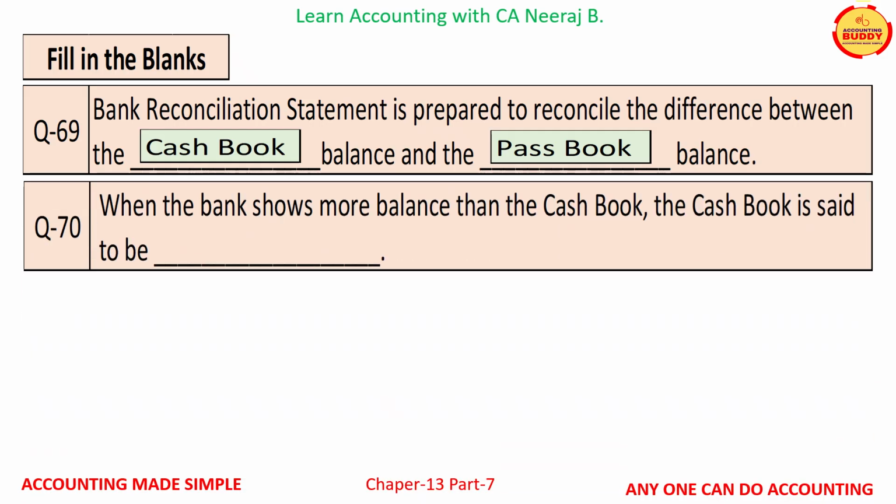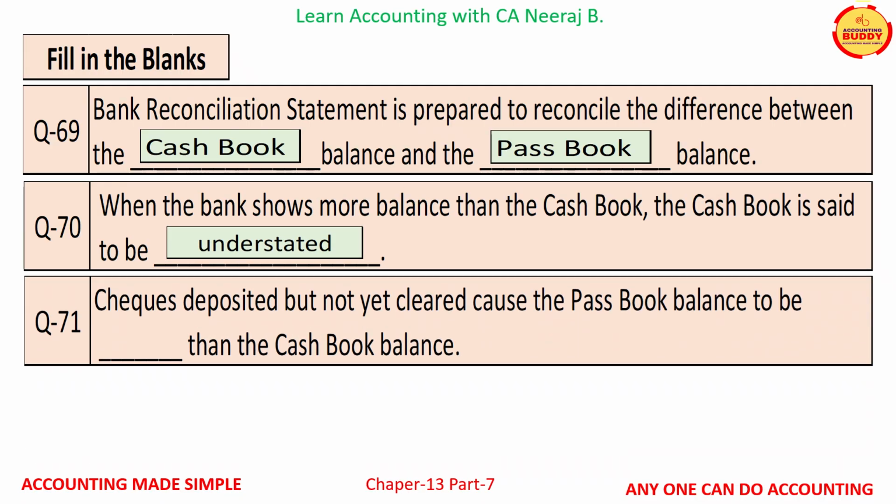Question number 70 is when the bank shows more balance than the cash book is said to be dash. And the correct answer is understated. Question number 71. Checks deposited but not yet cleared cause the passbook balance to be dash than the cash book balance. And the correct answer is less than the cash book balance.